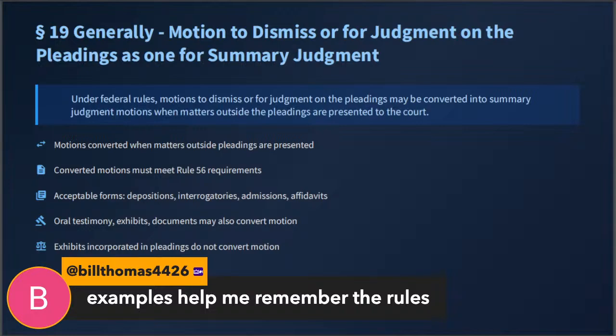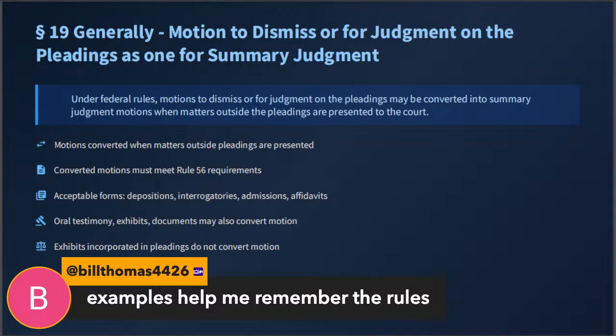So, again, the pleadings probably involve a lot of facts, and things like that. But here, the facts wouldn't be relevant. It would be something where they're saying that there are no material facts. Motions are converted when matters outside the pleadings are presented. The converted motions must meet Rule 56 requirements. So the Federal Rule 56 acceptable forms. Here are some of the ones.